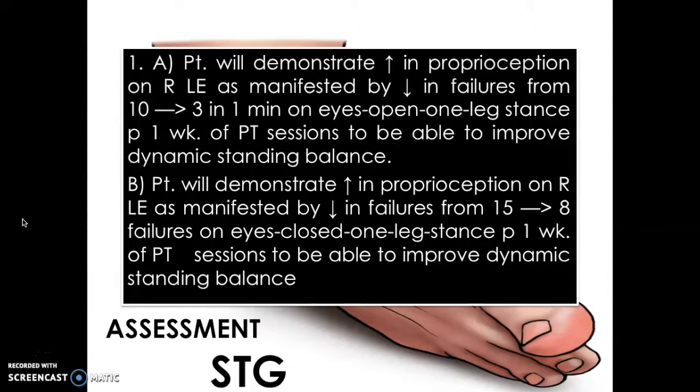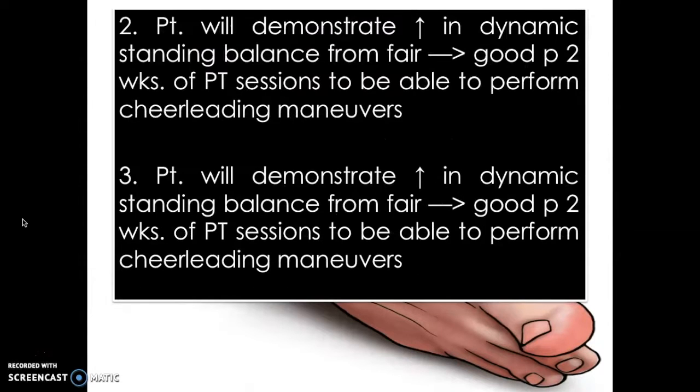B. Patient will demonstrate increase in proprioception on right lower extremity as manifested by a decrease in failures from 15 to 8 failures on eyes closed one leg stance after 1 week of PT sessions to be able to improve dynamic standing balance. Our second STG is patient will demonstrate increase in dynamic standing balance from fair to good after 2 weeks of PT sessions to be able to perform cheerleading maneuvers.